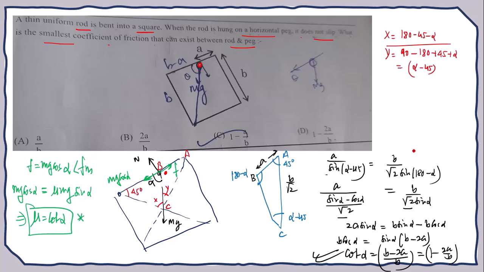So the answer for mu is cot alpha, and I have already calculated the answer for cot alpha. So cot alpha is how much? 1 minus 2a by b. So for this situation, the answer will be 1 minus 2a by b. That will be your answer. Okay, hope you understand this.